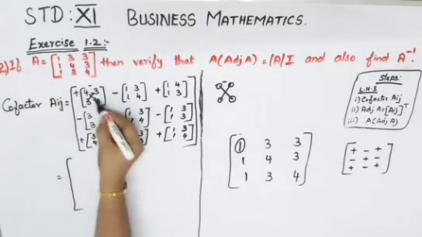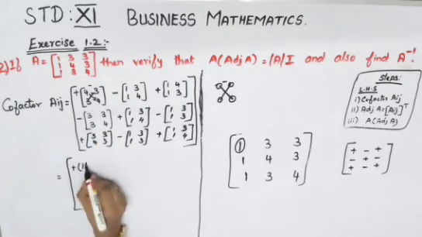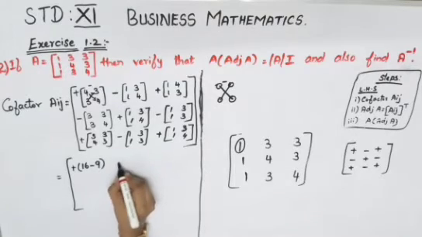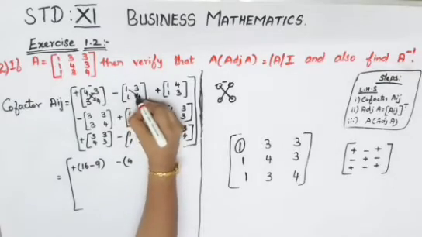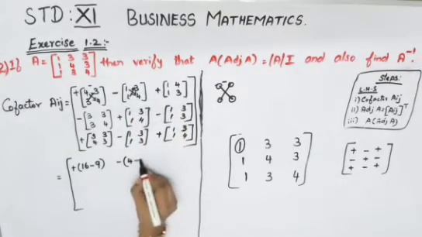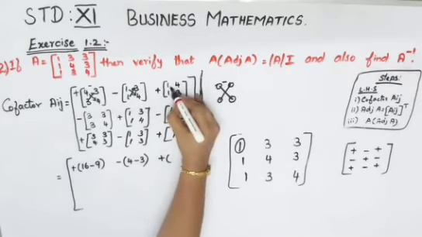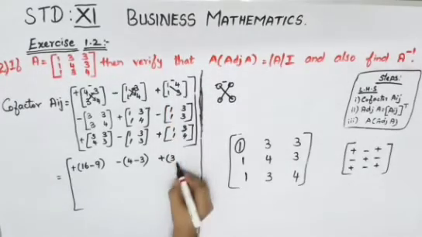Okay, so here 4 4s are 16, plus is there outside, 4 4s are 16, 3 3s are 9, but minus is there, so put that minus 9. Okay, then minus, 4 1s are 4, this one, then minus, 1 3s are 3, then plus is there, 3 1s are 3, minus 4.